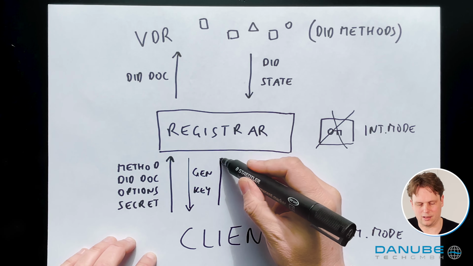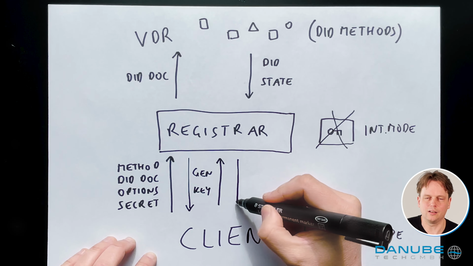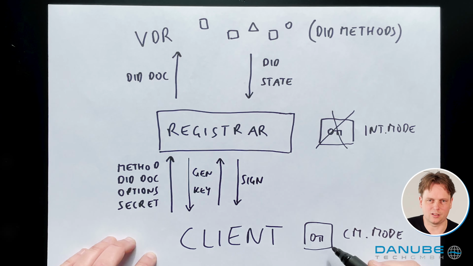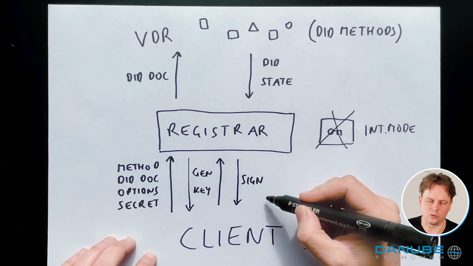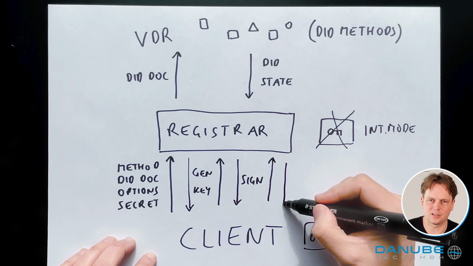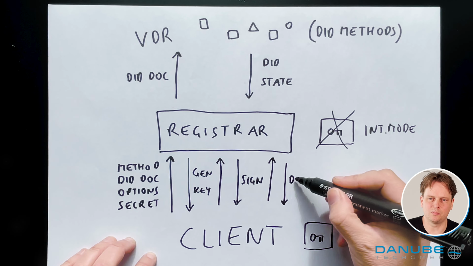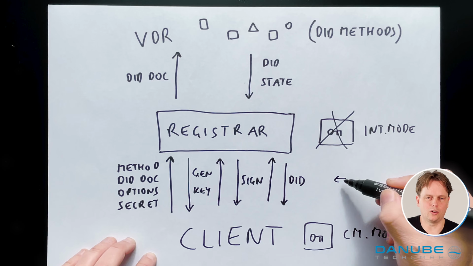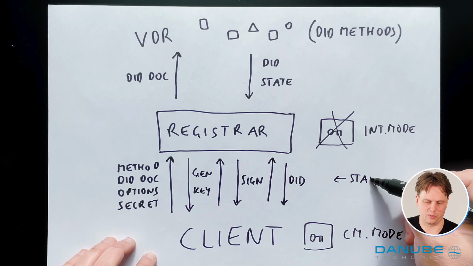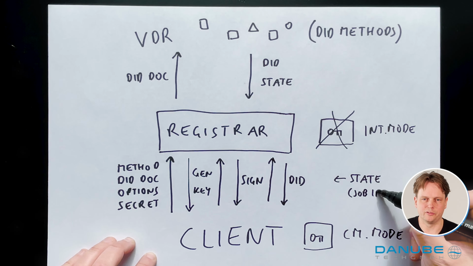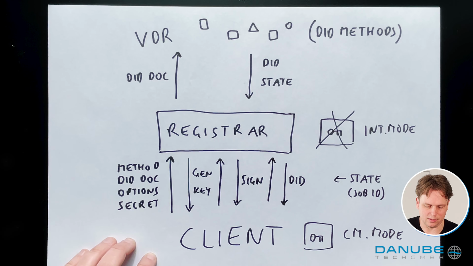Then the client can call the registrar component again, which this time may return a response to the client, instructing the client to sign a certain payload. And after that, when the client invokes the registrar once again with the signed payload, now the DID may finally get created and returned to the client. In all of this, there's an ongoing process, a state that has to be managed between the client and the registrar, where we use a field called job ID to track this.